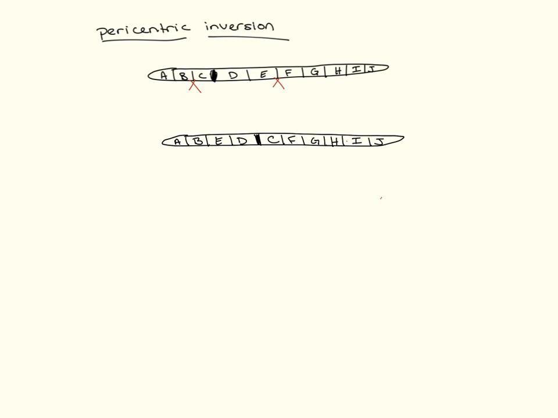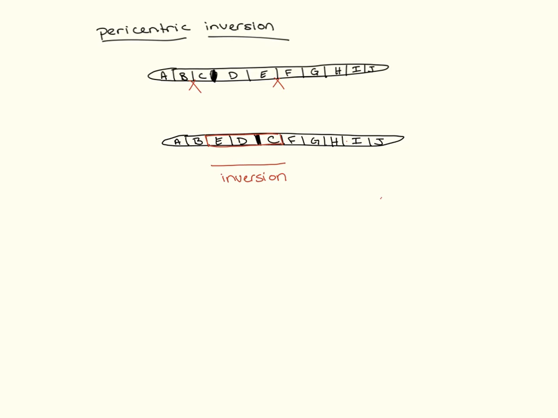So again, the centromere is a little bit offset, and you have a segment of your chromosome that is inverted. So there's the inversion. So this is why we call it pericentric, because see how it's around the area that has the centromere. So it involves the centromere.